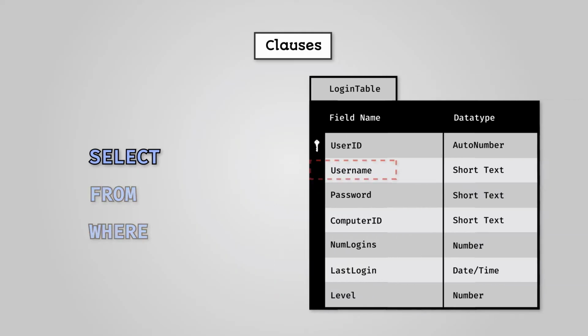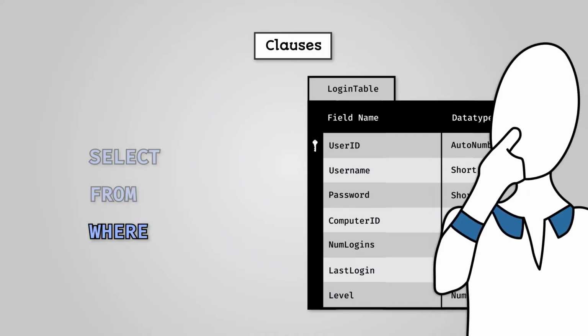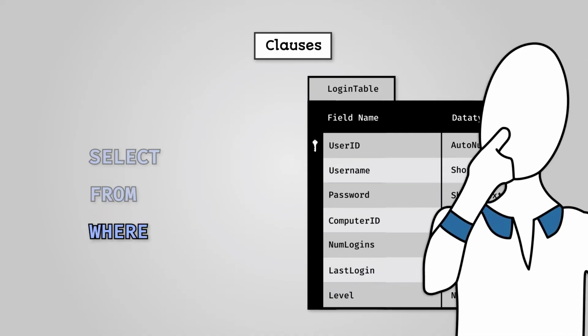Select identifies the fields of data you want to extract. From is the table or tables you want to get your data from. Where is the important bit. It is the question you are asking.